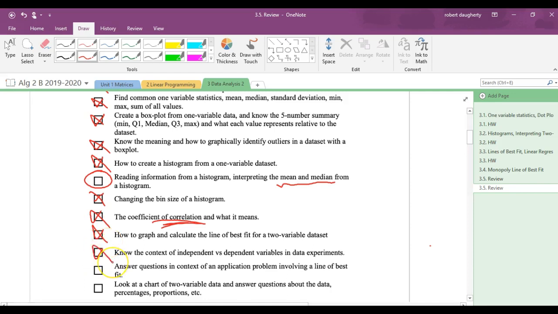The independent versus the dependent variable. We talked a little bit about that. If you're measuring the height of a student as time goes by, time is the variable that's really just moving on its own. The height is what I'm really interested in measuring. So the independent variable is time.